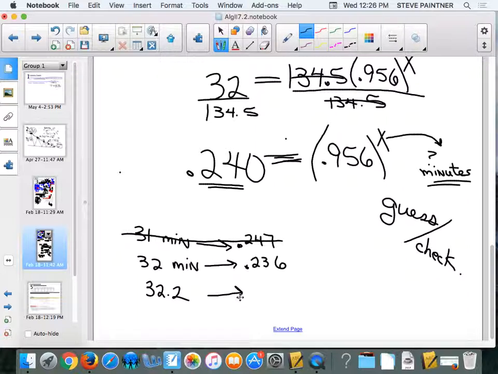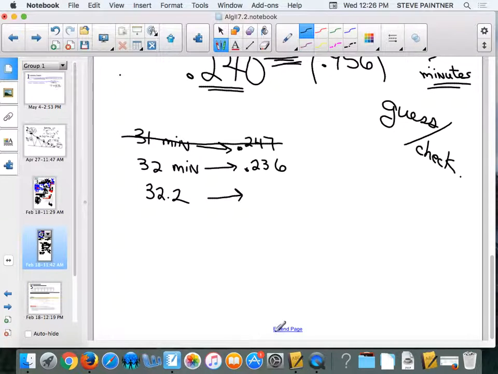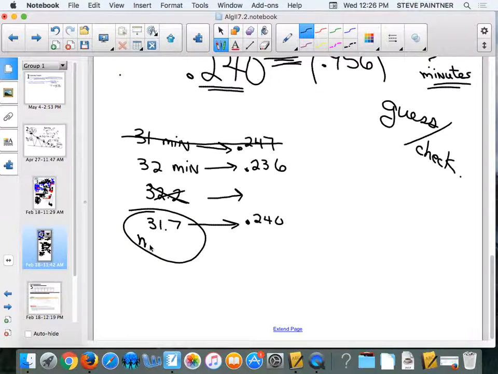I got 31.7. Oh, you're going the opposite way? Yeah, I got 31.7. What'd you get? 0.2401, which is 0.240 anyway. Yeah, you got it. That's a good one. How many minutes? 31.7 minutes. Just about 32 minutes. Last hour we said 32 minutes, good enough. You guys went really close. You went to 31.7.